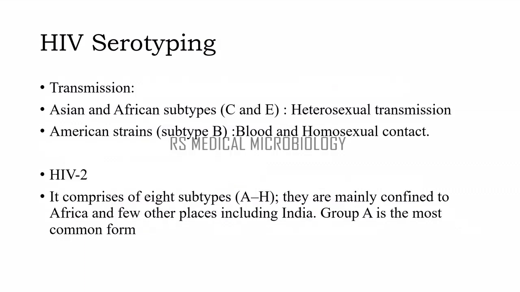Transmission wise, the African and the Asian subtypes are most prevalently transmitted by heterosexual transmission, whereas the American types are more by blood and homosexual contact. The HIV-2 virus also has different subtypes, A to H, and they are mostly confined to Africa and a few other areas like India as well. Among them, group A is more common.